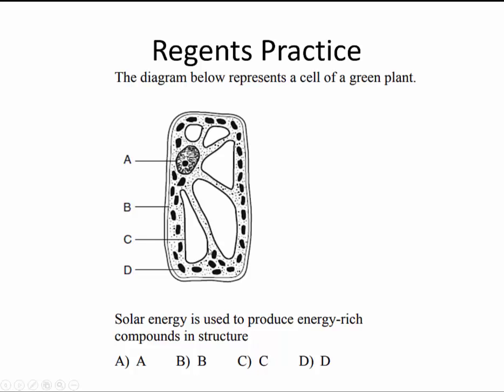C in this case is a large vacuole. It's not of heavy focus on the Regents, but you should be able to clearly identify it as one of those markers for a plant cell. D here is a chloroplast. On the Regents, they show them as shaded in because these organelles have pigments, they have a color, they're generally green. So on a black and white printout copy, they generally show these organelles as just filled in black. The answer for this question is D. They produce sugars or energy-rich compounds.